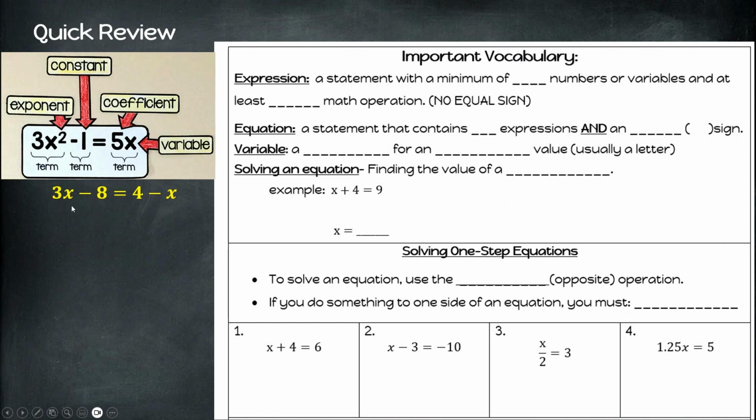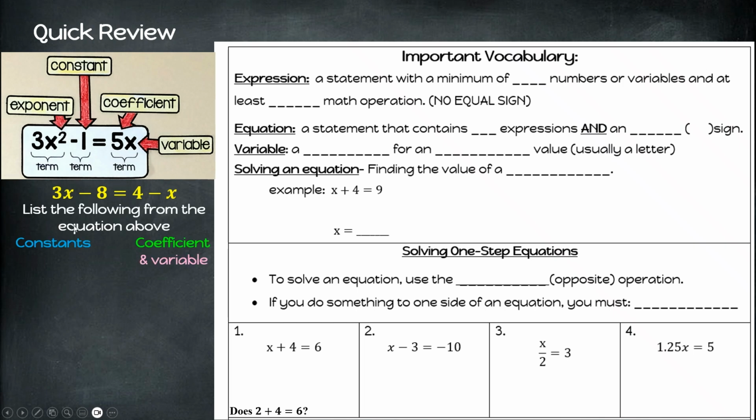So if we have the equation 3x minus 8 is equal to 4 minus x, we want to identify the following. We want to identify the constants and the coefficients and the variables together. So first, let's make a list of our constants. We have -8, and then we have this 4, but really because there is no sign in front of this 4, it's going to be a positive 4.